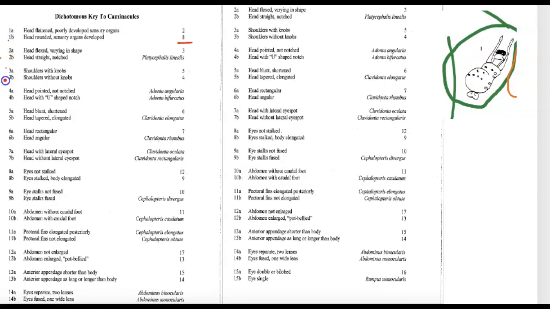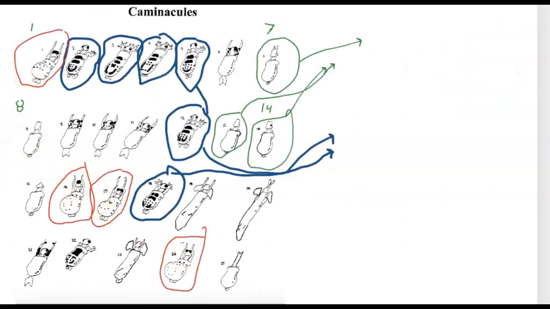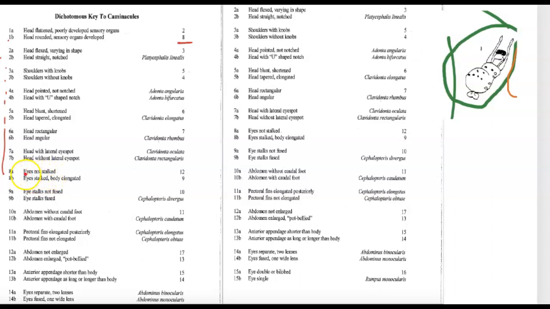So you come down here to step 8. Let's look at their eyes and look at all of them, because what you're trying to do is figure out what makes somebody different from the other individuals in their group. Look at the eyes. Eyes not stalked, or are the eyes stalked with the body elongated? If you look at all the red Caminacules, all of them have eyes that are not stalked. So all of the Caminacules go to step 12. Now you bring all of them down to step 12. If you do this one at a time, you're going to walk through these steps 4 or 5 or 6 times to get all the Caminacules to the same position. It's why it's easier to move these things through the dichotomous key as a group.